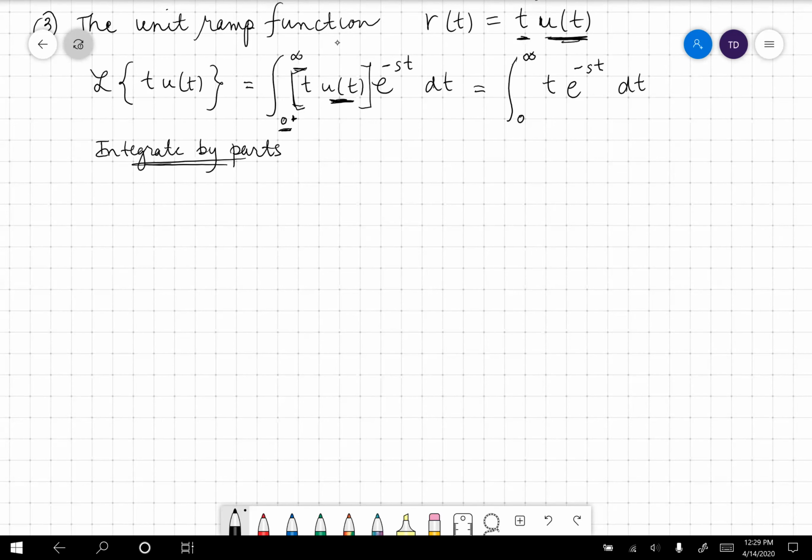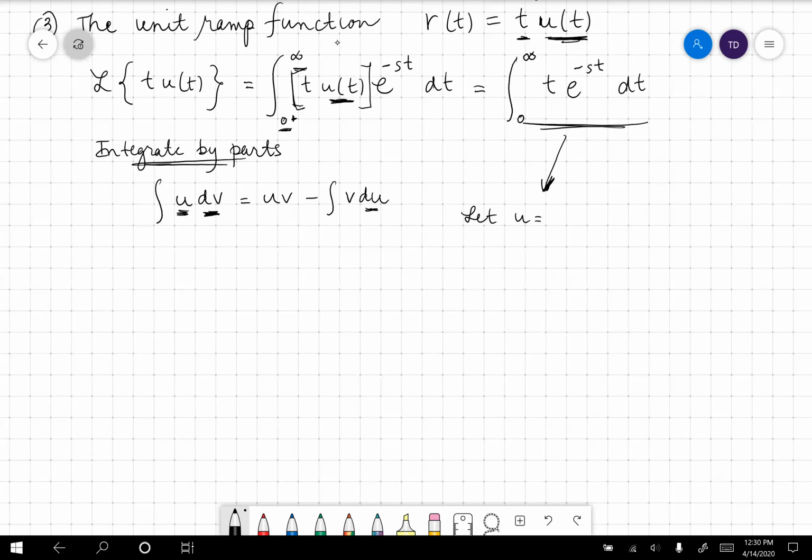So I have that. So now to integrate by parts, remember, integration by parts looks like the following. The integral of u dv is equal to uv minus the integral of v du. So what we have to do is establish what we are going to call our u and what we are going to call our dv. Once we have that, we have to differentiate u to find du, and then integrate dv to find v.